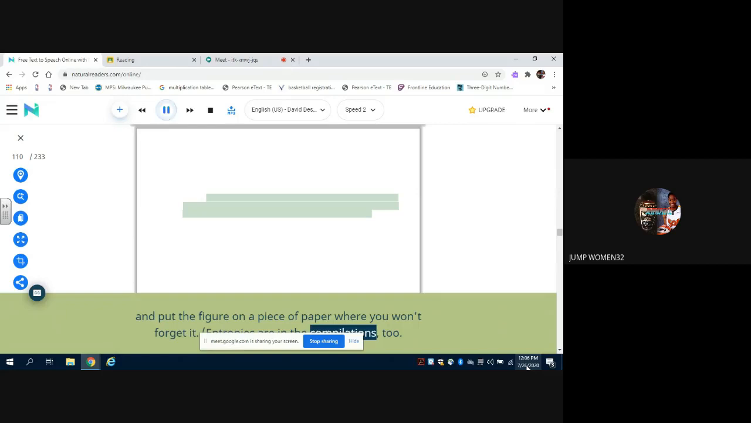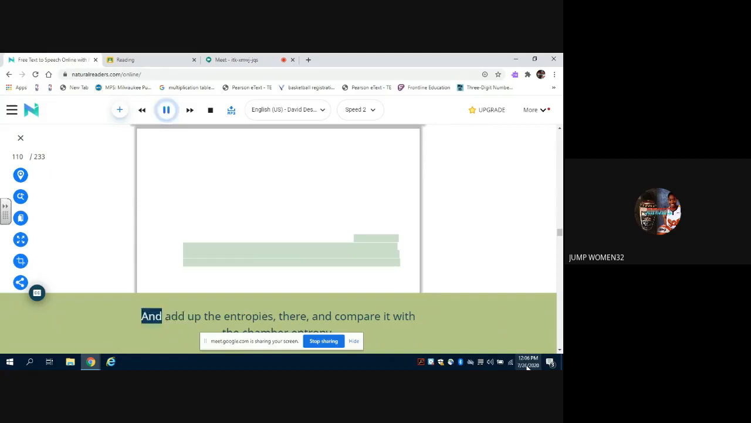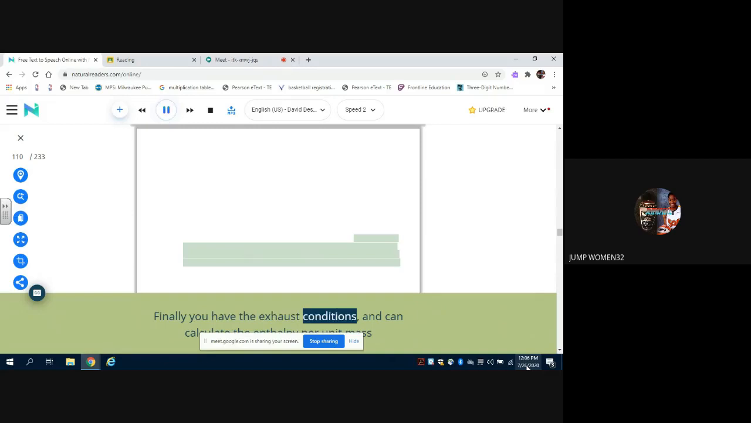Then, you guess at the exhaust temperature, at the exhaust pressure you have decided upon. And then you determine the composition of the exhaust gas, just as you did the chamber composition. And add up the entropies there, and compare it with the chamber entropy. And try another exhaust temperature, and so on. Finally, you have the exhaust conditions, and can calculate the enthalpy per unit mass.